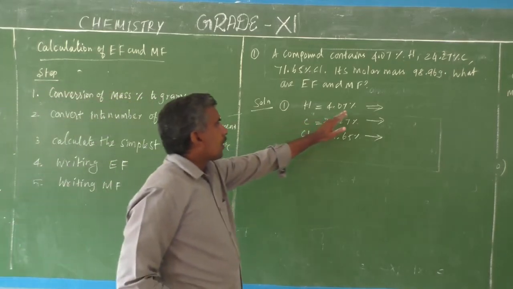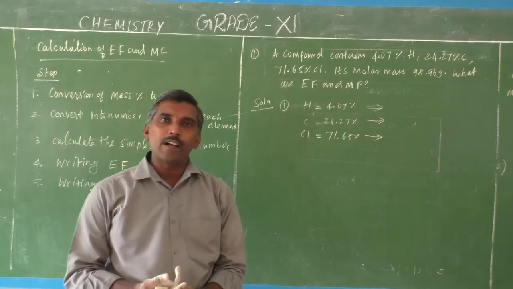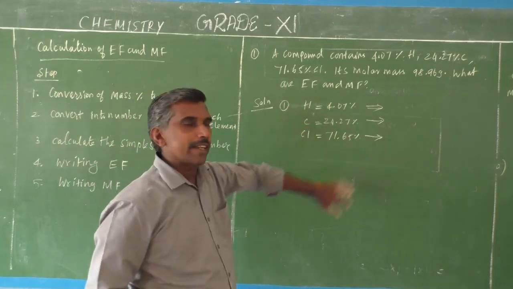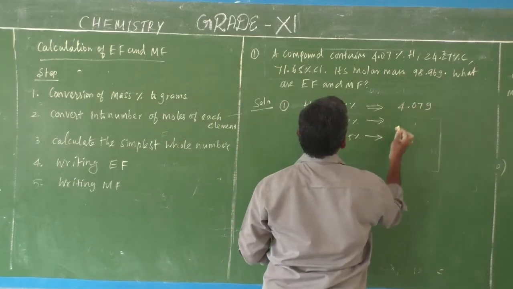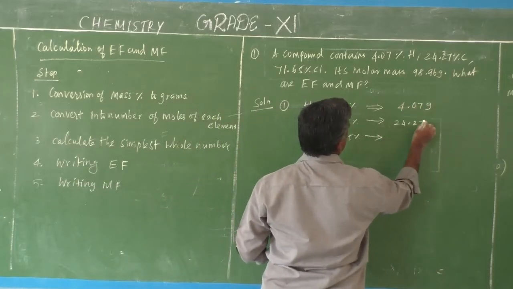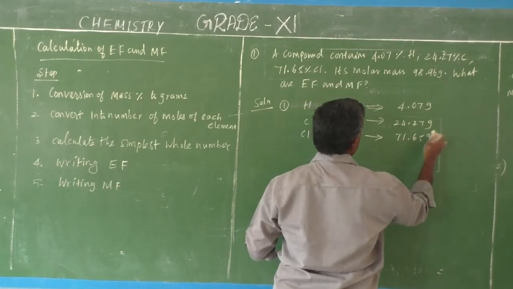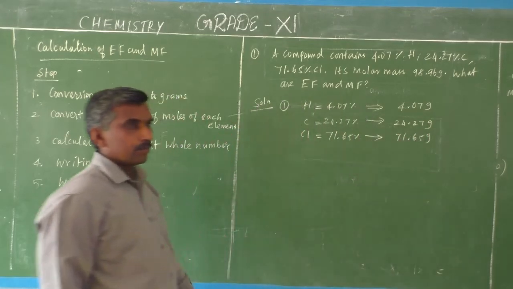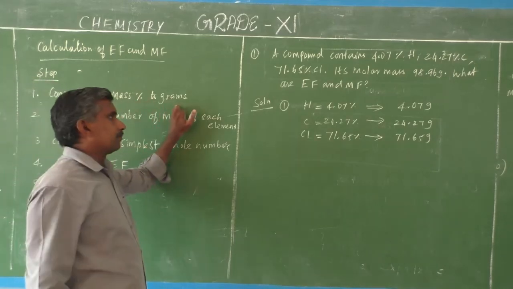Simple. Our whole compound is 100%, that is 100 gram. So each percentage is a gram value. 4.07% means 4.07 gram, carbon 24.27 gram, chlorine 71.65 gram. So first, conversion of mass percentage into gram.